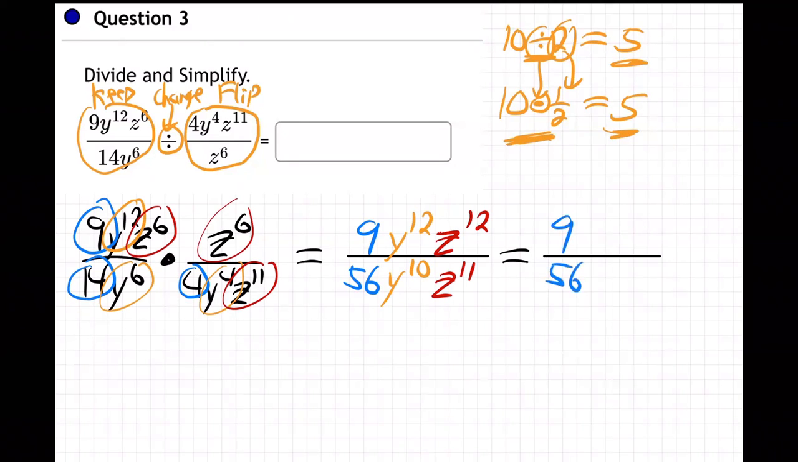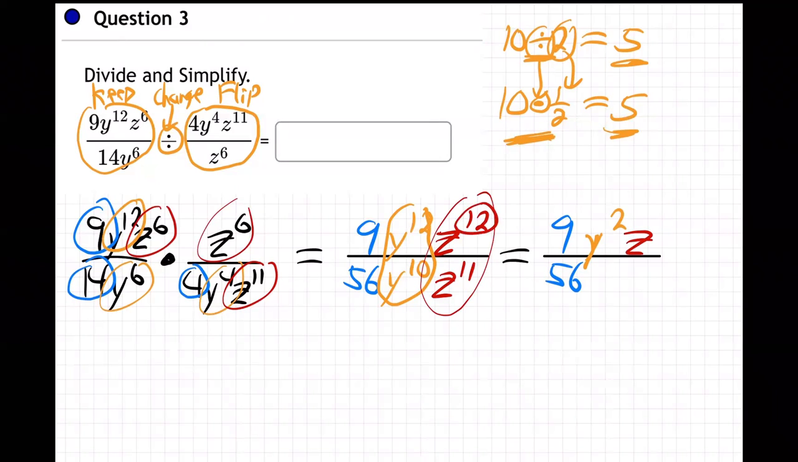Okay, so now the 9 and the 56 are just staying in the front. When it comes to the y's, what do we do with y to the 12th over y to the 10th? That leaves y squared in the top, doesn't it? Because there's 2 more y's. They subtract. And then the z's, same thing, just leaves z to the 1, but we don't write the 1, just z, on the top, because the bigger power is on the top. Right? The answer always ends up wherever the bigger power is.